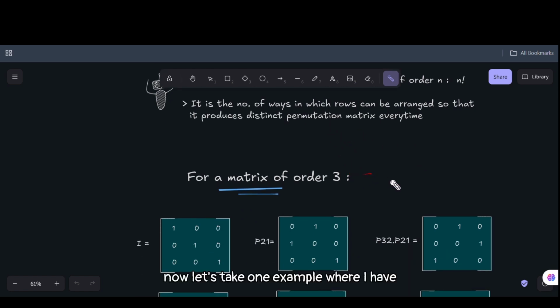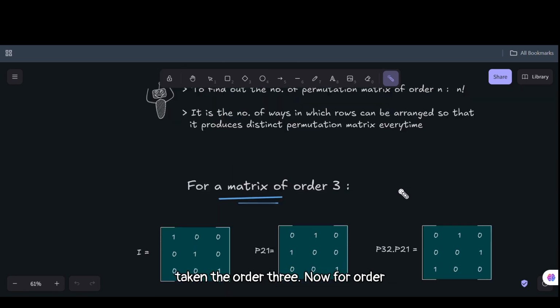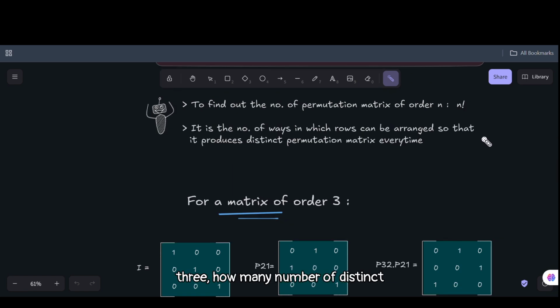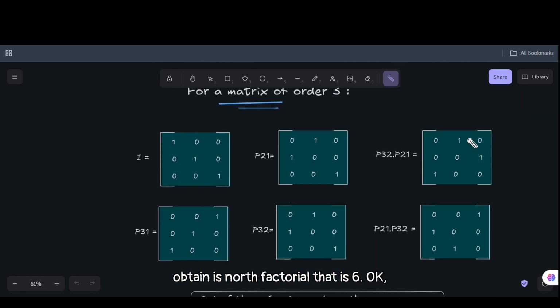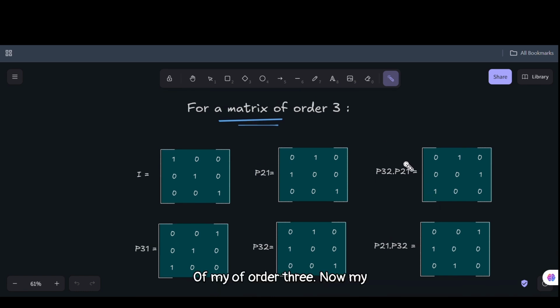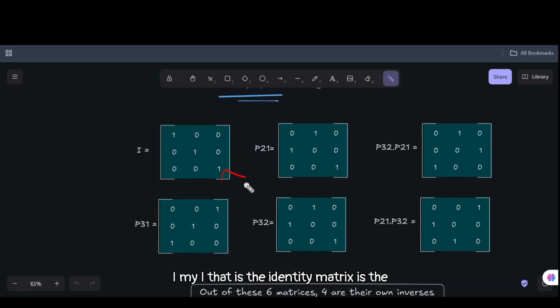Now let's take one example where I have taken the order 3. For order 3, the number of distinct permutation matrices that I am going to obtain is n factorial, that is 6. Okay, so I have 6 permutation matrices of order 3. Now my I, that is the identity matrix, is the standard permutation matrix.